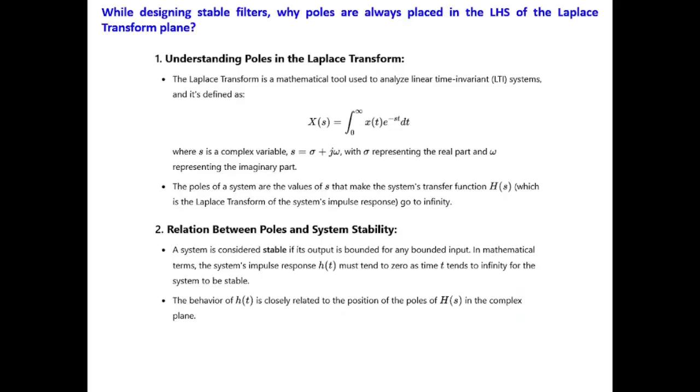So while designing stable filters, we need to understand that the poles are always placed in the left hand side of the Laplace transform plane. Laplace transform is given by this one. Relationship between the poles and system stability. A system is considered to be stable if its output is bounded for any bounded input. In mathematical terms, the system impulse response must tend to 0 as time t tends to infinity for the system to be stable. The behavior of h of t is closely related to the position of the poles of h of s in the complex plane.